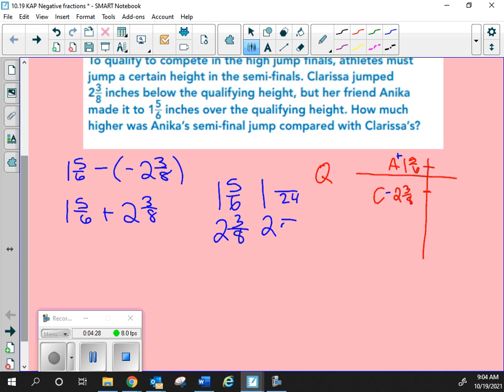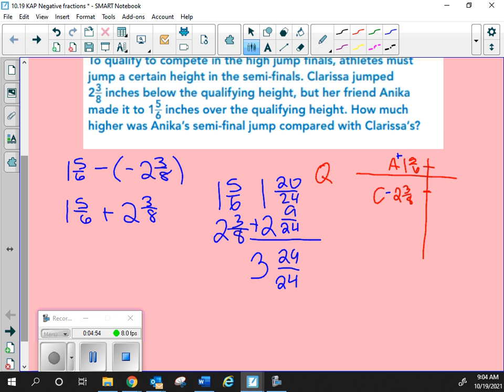5 over 6 becomes what over 24? What did I do to 6 to get 24? So 5 times 4 is going to give me 20. Very good. 8 times 3. So 3 times 3 is 9. Very good. Can I add those as they are now? Absolutely. 20 plus 9 is 29, over 24s. And then 1 plus 2 is?